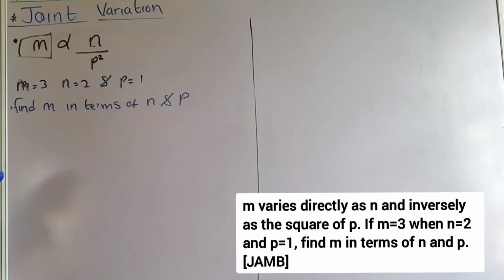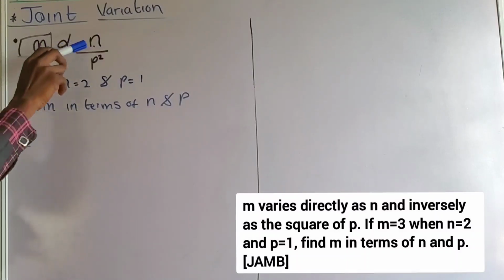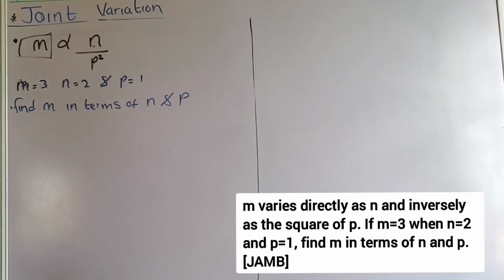If at all I want to change this variation sign to an equals to sign, because this m is not equivalent to n over p squared. You understand? But in an attempt to change this variation sign to an equals to sign, we want to say m is equals to n over p squared. We have to introduce the proportionality constant because that will tell us the degree of difference that exists between this single variable and the variables that it depends on, which are n and p. Do you understand?